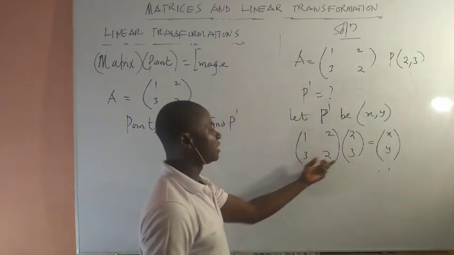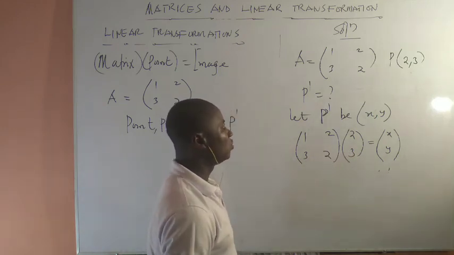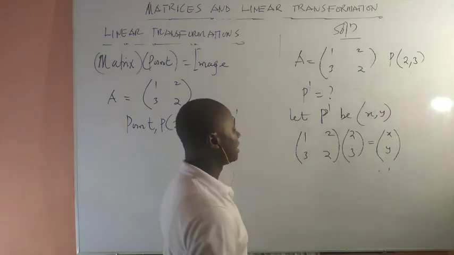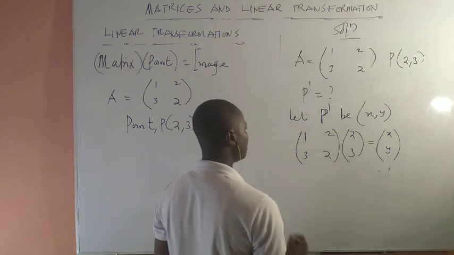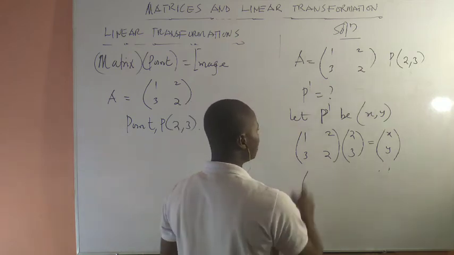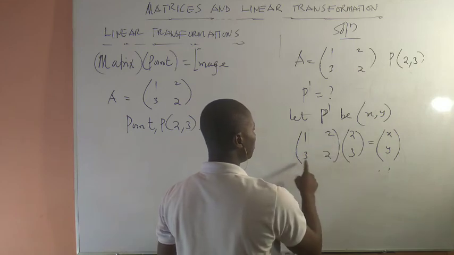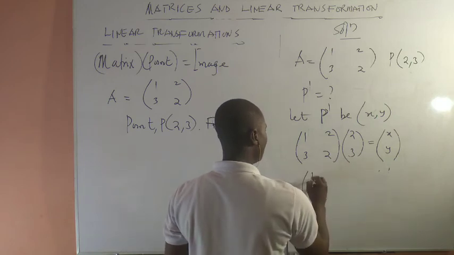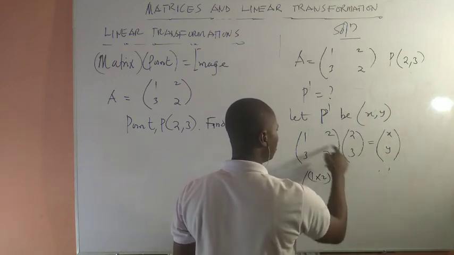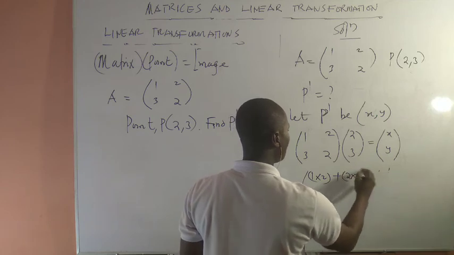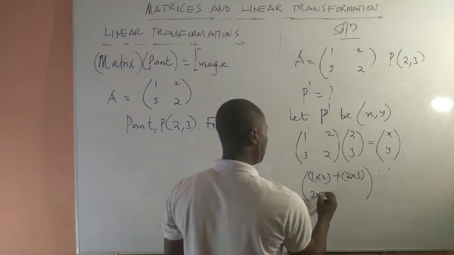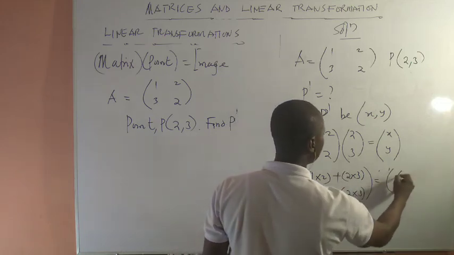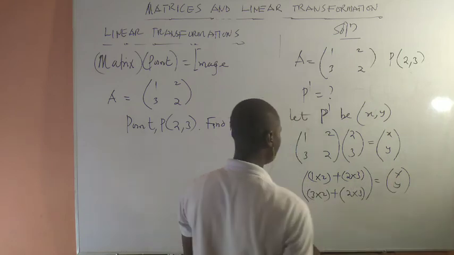Now this is a 2 by 2 matrix, and this is a column matrix. And so I know that you can multiply the 2 by 2 matrix by the column matrix. How do you multiply? It's 1 times 2 plus 2 times 3, then 3 times 2 plus 2 times 3. This is equal to your XY. Don't forget that your XY is your image.